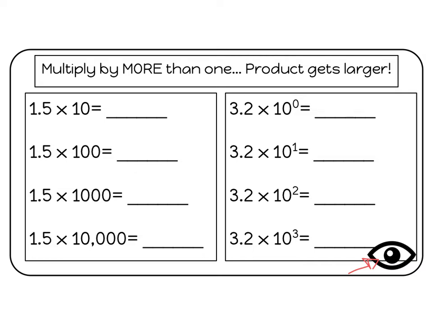In multiplication patterns, we know that when we multiply by more than 1, our number should get bigger. So we're going to use our multiplication patterns that we did earlier in the year and apply them to decimals. So if we look here on the left, we have the number 1.5. We're going to multiply 1.5 by 10.